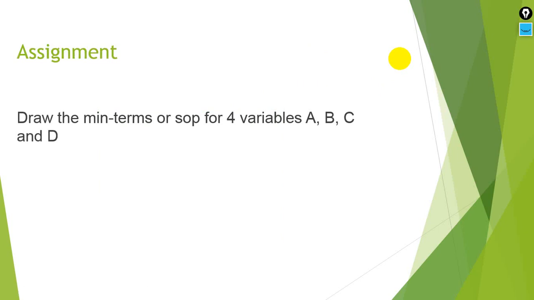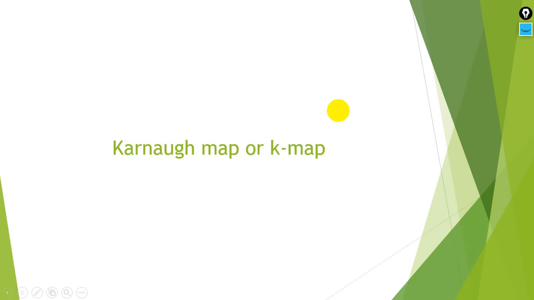So for 4 variables, how many minterms will we have in standard SOP? It's your task to find the number of minterms and also write the minterms right here. So now your next topic is Karnaugh map. So what is this map? Why are we using this in DLD?